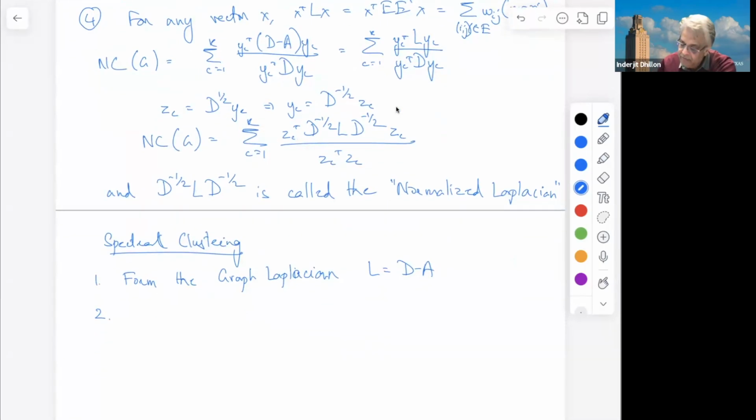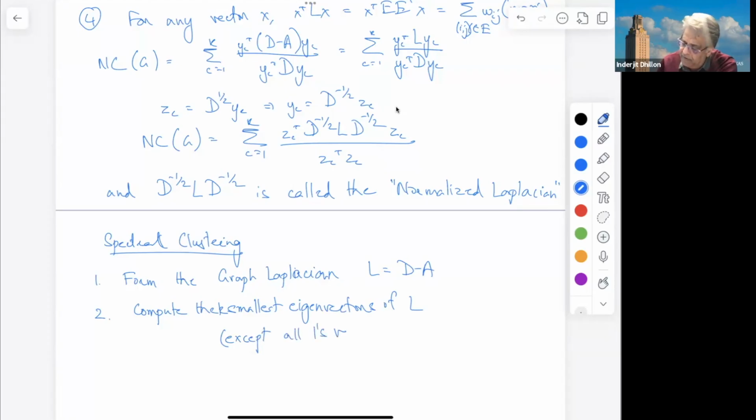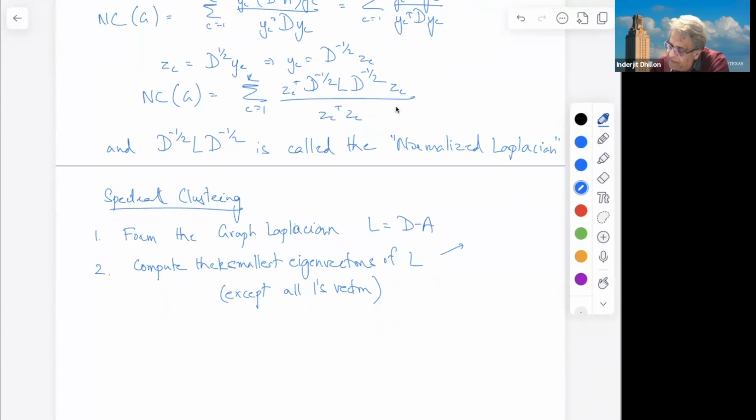Okay, so let me write that down. Compute the k smallest eigenvectors of L, except the very smallest, because that doesn't give any information. As we saw, the all ones vector corresponds to the zero eigenvalue. And the reason is, remember that the eigenvectors have this property, Lx equals lambda x. This is what you get in ratio cut.